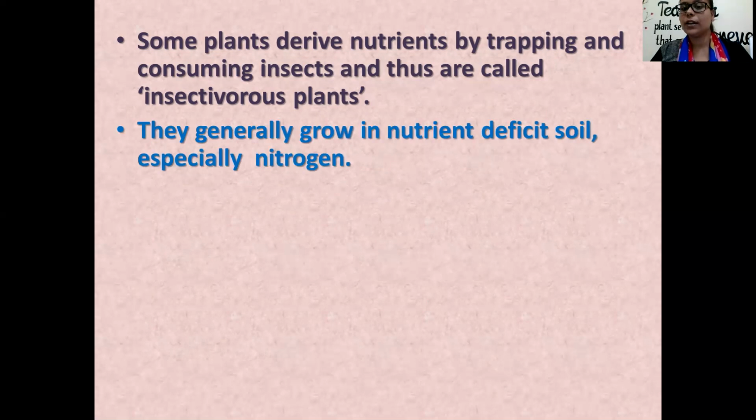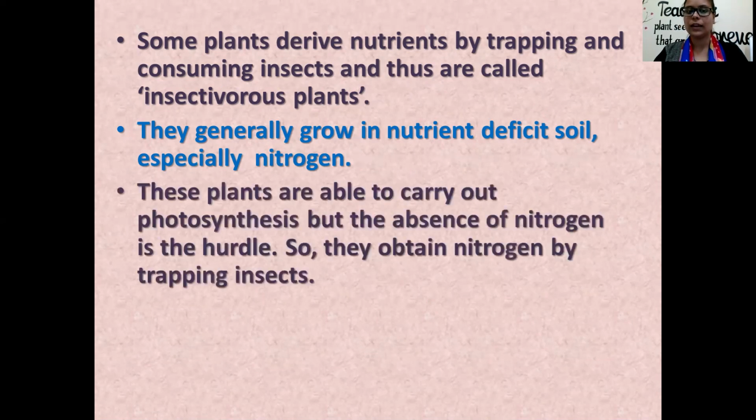They generally grow in nutrient deficient soil, especially nitrogen deficient. The insectivorous plants generally tend to grow in nutrient deficient soil. It means that where they grow, there is deficiency of certain nutrients, and that nutrient most of the time is nitrogen. These plants are able to carry out photosynthesis, but the absence of nitrogen is a hurdle. So they obtain nitrogen by trapping insects.